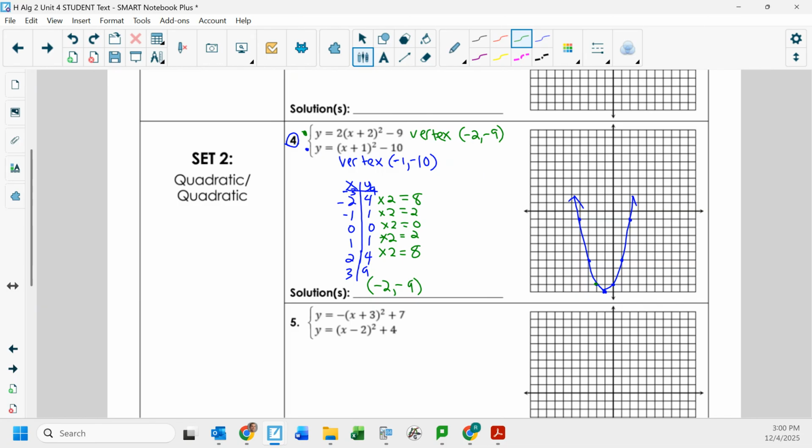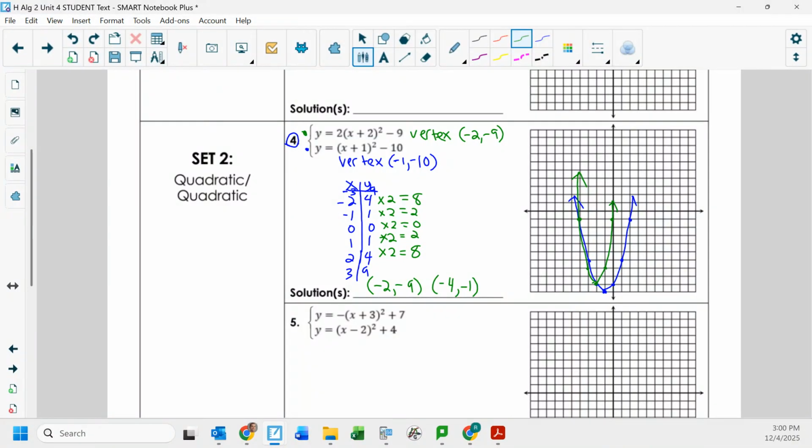So from my vertex, I would go left 1 and up 2. And then mirror image right 1 and up 2. From my vertex, left 2 and up 8. That would share that point right there. So there's our other intersection point in this case, which is going to be -4, -1. My other mirror image point, right 2, up 8, will be right there. And they would not intersect any other places.